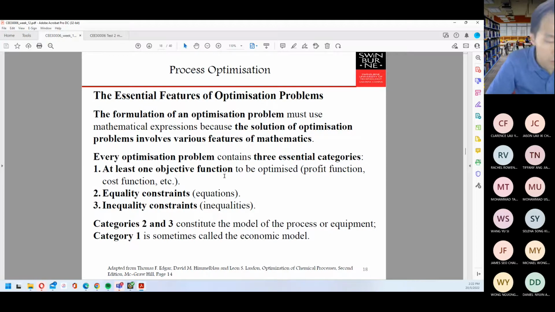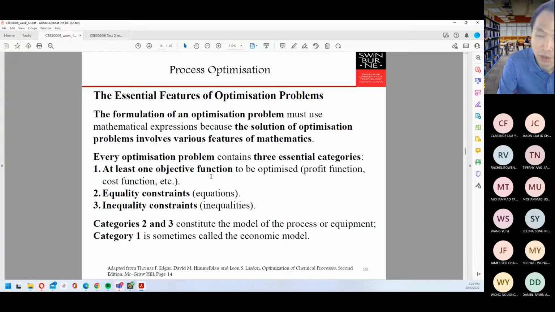Now, after we look at the basic example of the optimizations, we will go into three categories. We will go into what are the characteristics of the optimization problems. If a problem is called an optimization problem, basically what are the common features of the optimization problem? So every optimization problem will contain these three categories.